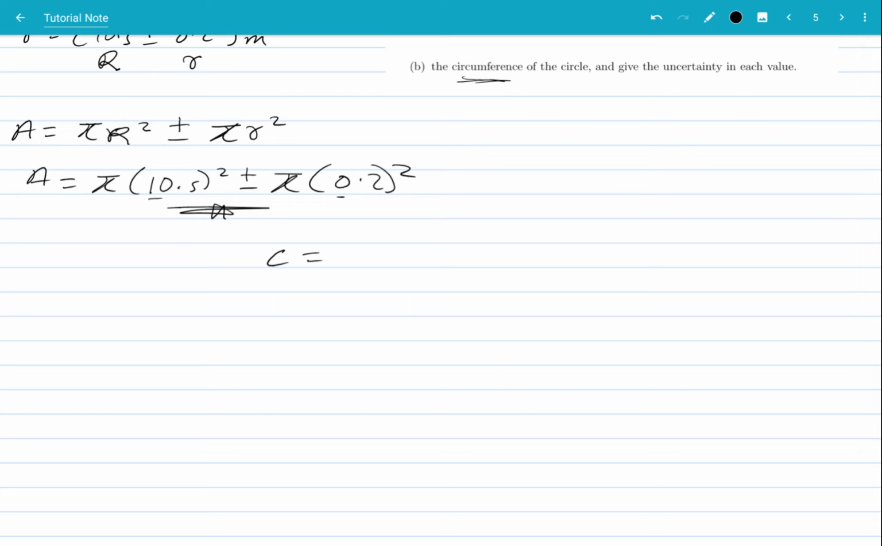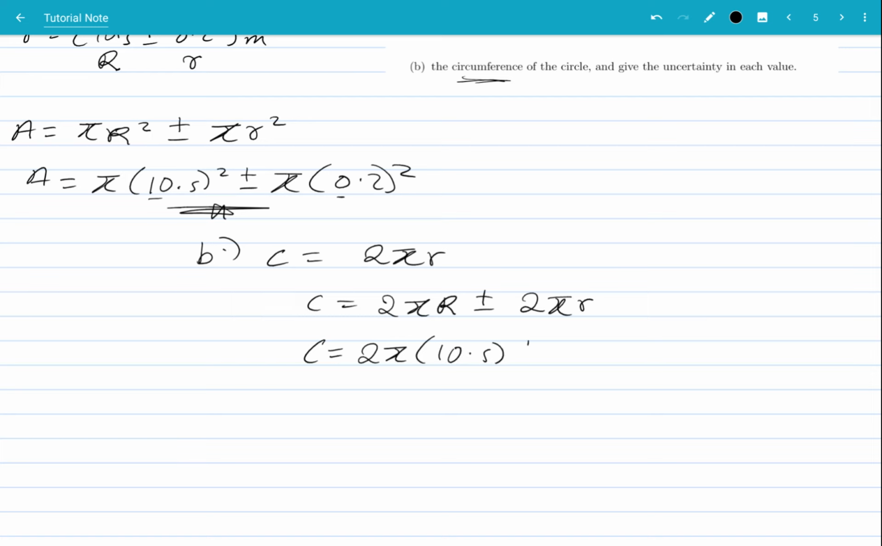So circumference is equal to 2 pi r. Now because of the uncertainty we have to show, the circumference is equal to 2 pi capital R plus or minus 2 pi small r. Circumference will be equal to 2 pi big R 10.5 plus or minus 2 pi small r 0.2. And you're done. Quite simple, isn't it? Yeah, I know. It is a very simple question.